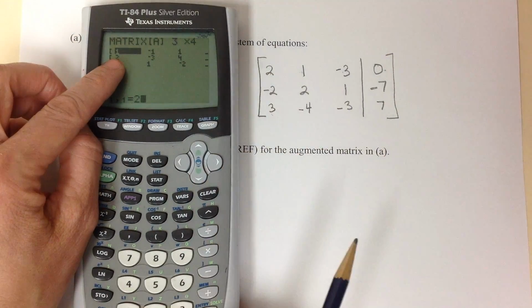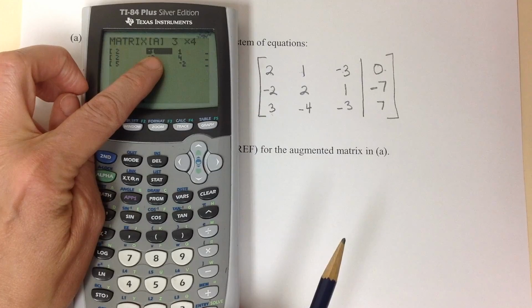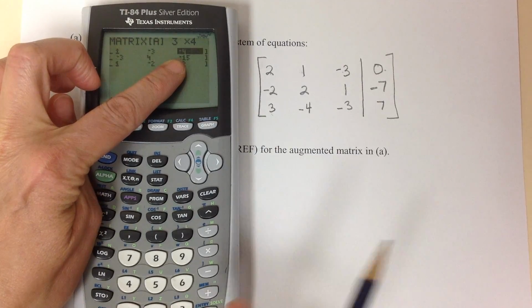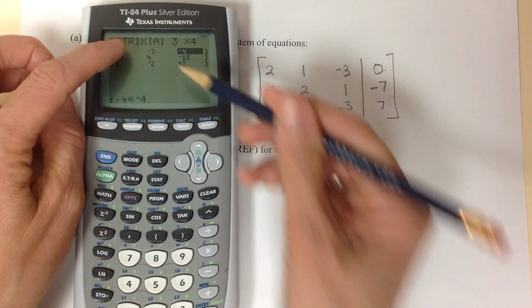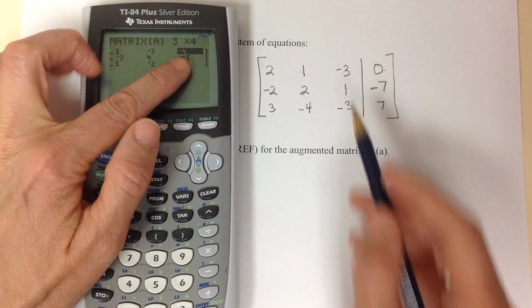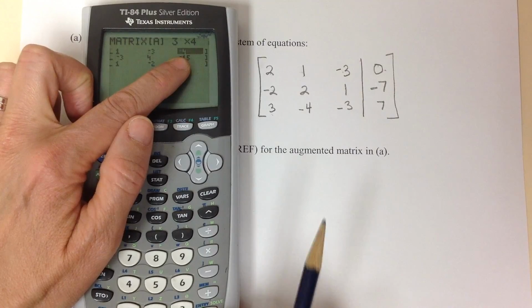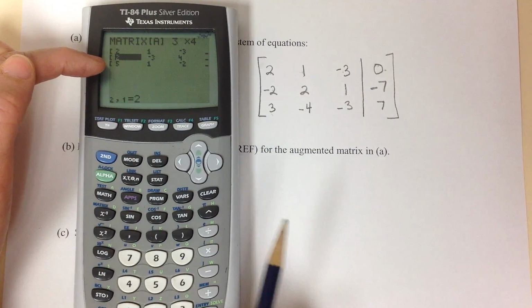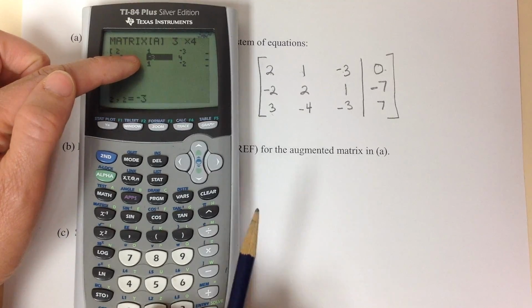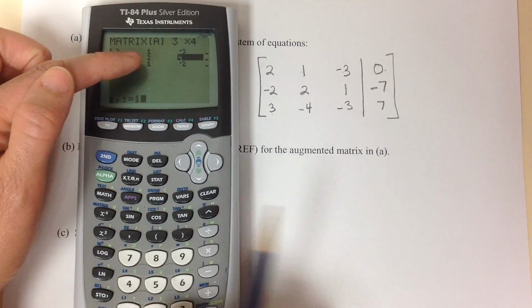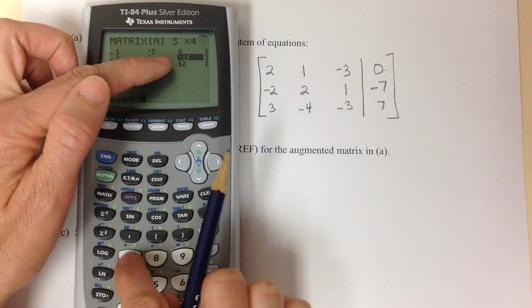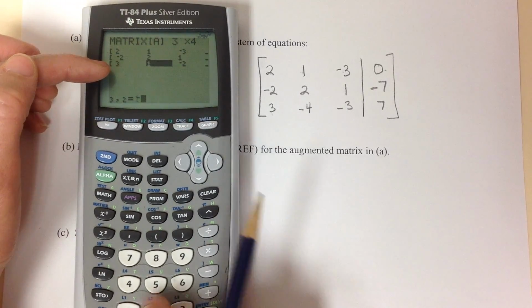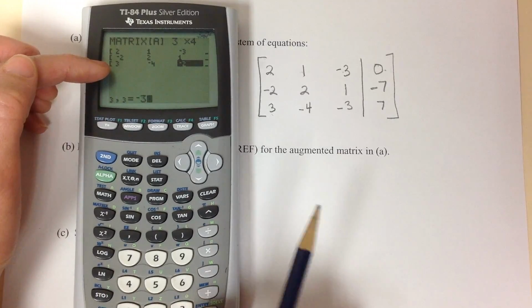I need a 2, hit enter, and it takes me over to the next one. 1, negative 3. Now your calculator won't show the dividing bar there, you just have to know that that's how we would write it. 0. And then it takes me down to the next row. Negative 2, 2, 1, and negative 7. And the final one is 3, negative 4, negative 3, 7.